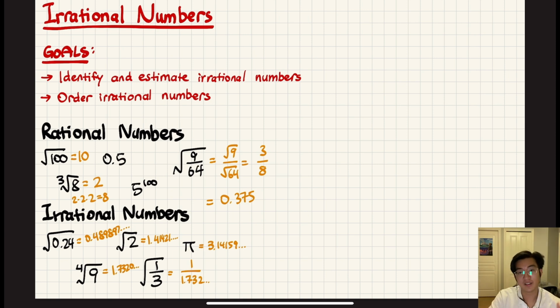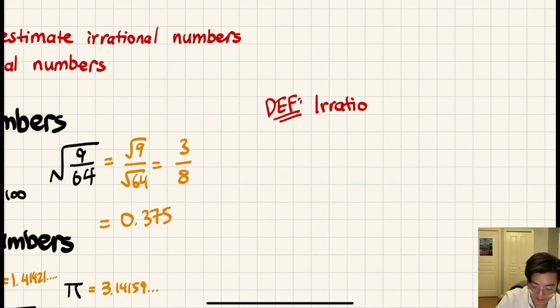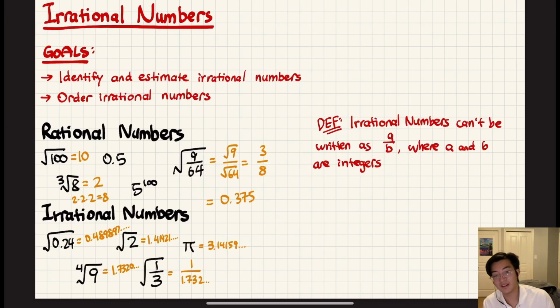Now to give a strict definition: irrational numbers cannot be written as a fraction. This is the formal definition of it. Irrational numbers cannot be written as a number over a number, aka a fraction. That's all it is. Take the square root of 2. We can't write that as a fraction. It's 1.414, and so on. We can get close to it, but we can never write a fraction.